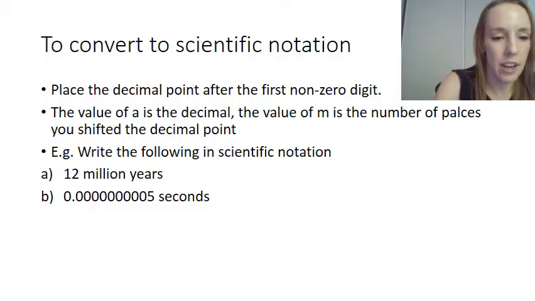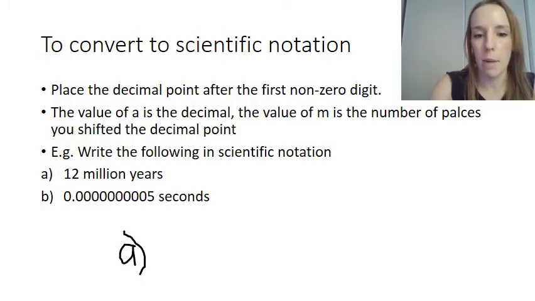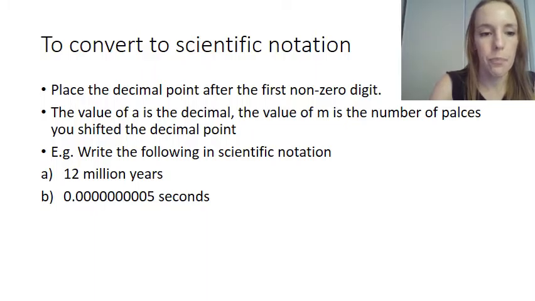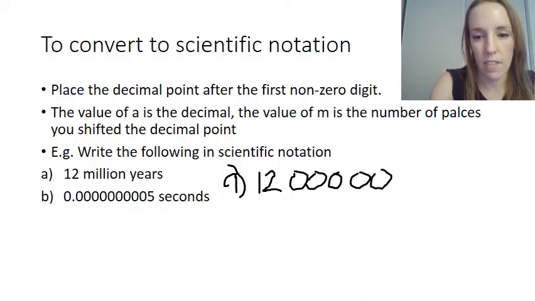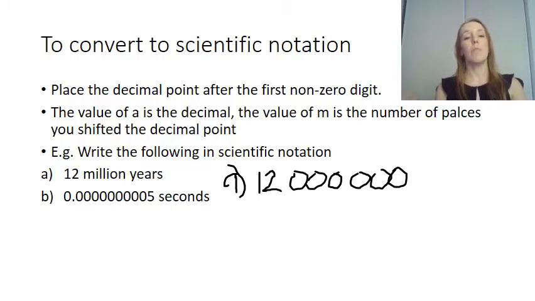So 12 million years. The first thing we're going to do is write out 12 million years. 12, 1, 2, 3, 4, 5, 6. So that's 12 million years.